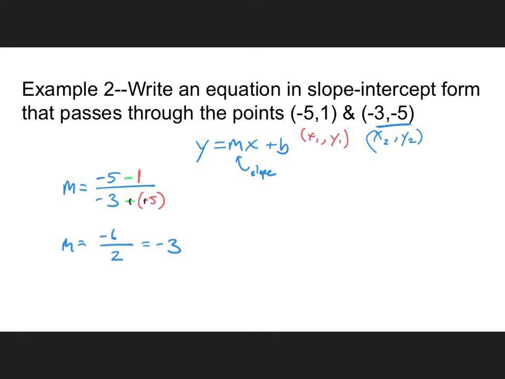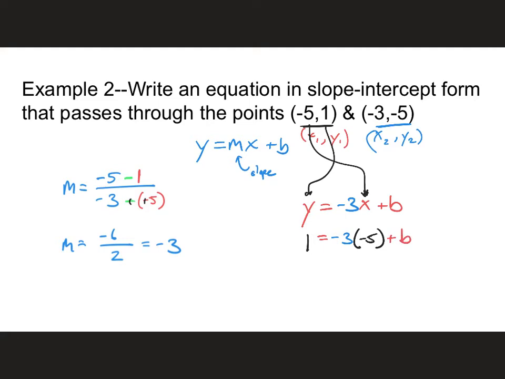So I've identified the slope. So far, I have y equals negative 3x plus b. Now I just have to figure out what the b value is. This is where you're going to take one of those points and plug it into the equation. So I'll take the first one and I'll plug the negative 5 in for my x value and the 1 in for my y value. So I'll come up with 1 equals negative 3 times negative 5 plus b.